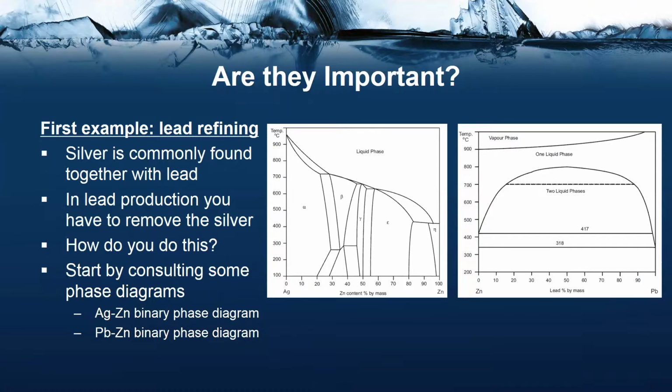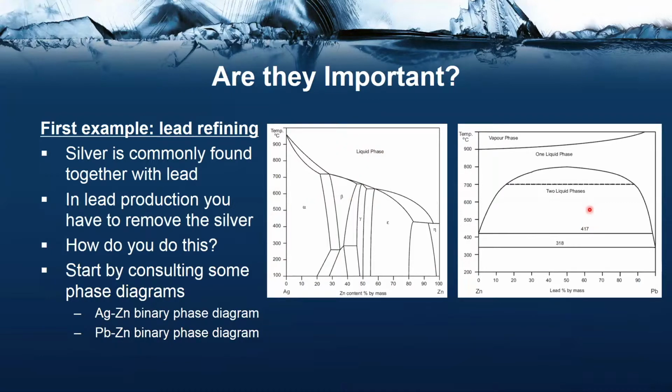Therefore, we'll consult some other phase diagrams, namely the silver-zinc and lead-zinc binary phase diagrams. So in this first one, the silver-zinc, you can see at the higher temperatures, the metals form one liquid phase, and if you cool it, they will form some intermetallic compounds. As far as the zinc-lead system is concerned, above 417 degrees Celsius, you can see that we have two liquid phases, which means that lead and zinc are immiscible.